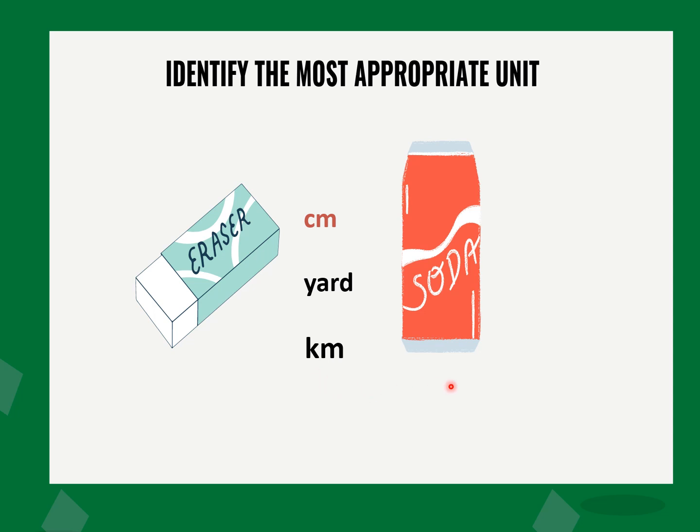Number 5. A can of soda. Is the unit gallon, grams, or milliliter? The answer is milliliter. Milliliter is used for capacity.